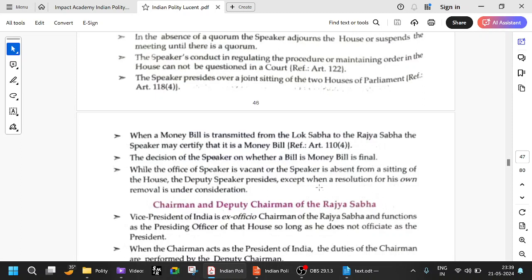So the decision of the speaker on whether a bill is a money bill or not is final. While the office of speaker is vacant or the speaker is absent from a sitting of the house, the deputy speaker presides, except when a resolution for his own removal is under consideration. So if there is a resolution for the deputy speaker's removal, then he cannot preside, but in other cases he can preside.